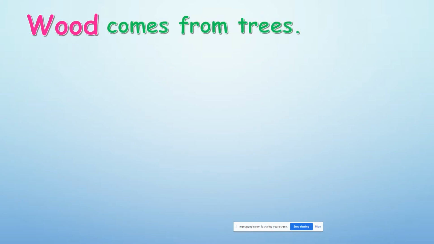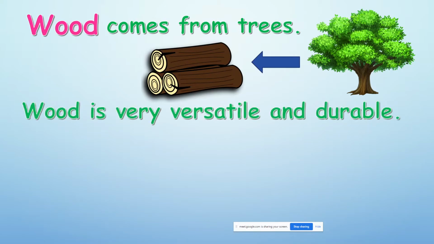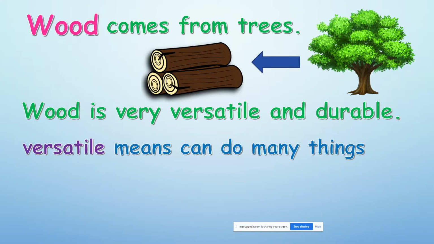Next, let's have wood. What can you say about wood? Wood is very hard and strong. Not soft. It's from trees. And also it's very versatile. People say versatile or versatile, they are both correct. Let's just say versatile. Versatile means can do many things. Using wood, you can make many things.